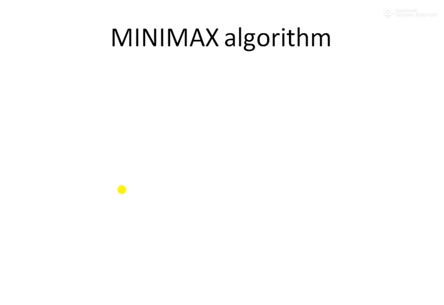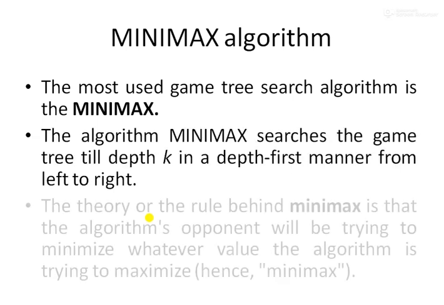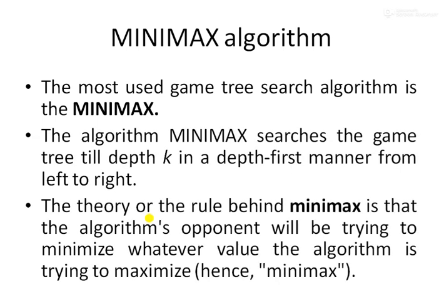So let us see the overview of the MiniMax algorithm. The most used game tree search algorithm is MiniMax, and MiniMax searches the game tree till depth k in a depth first search manner from left to right.